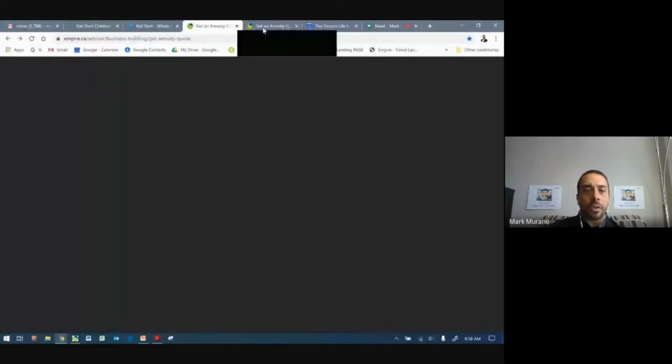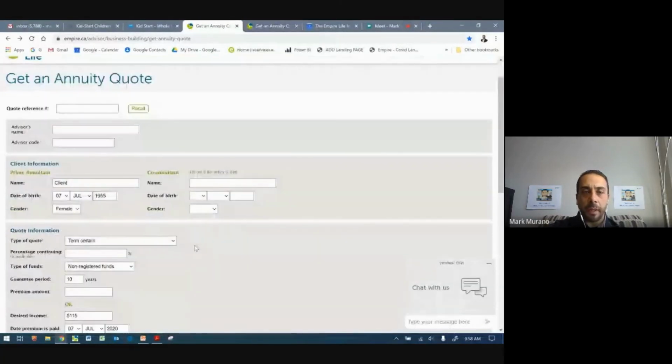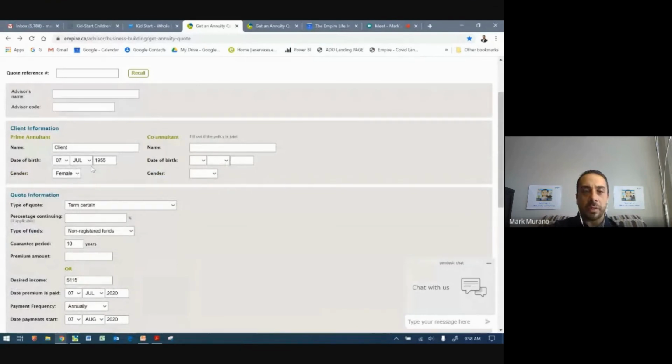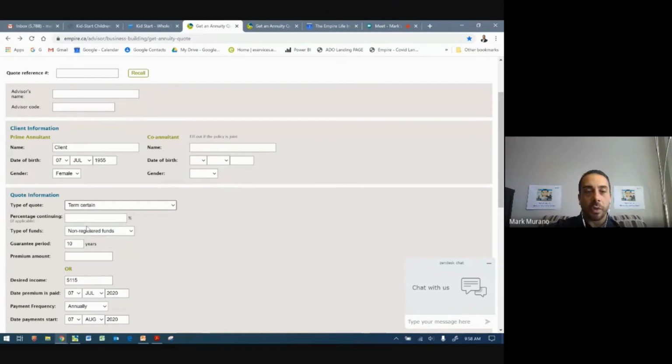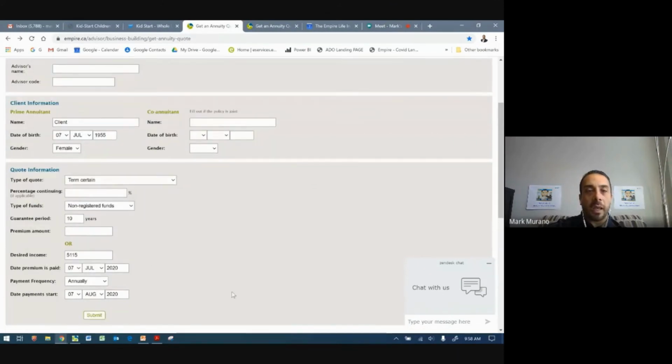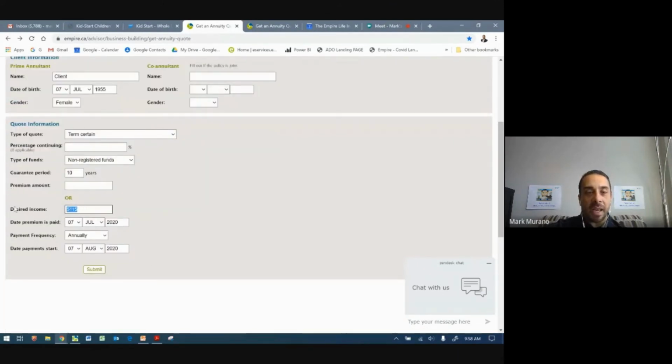Okay. So we have a client. Here's her date of birth, 7 years old, as I said, female. We're choosing a term certain annuity in this particular case, not a lifetime annuity, but a term certain for a set number of years. We're using non-registered funds. We are trying to get a desired income of $5,115, and we're doing an annual frequency, again, to match the annual pay of the 10 pay.